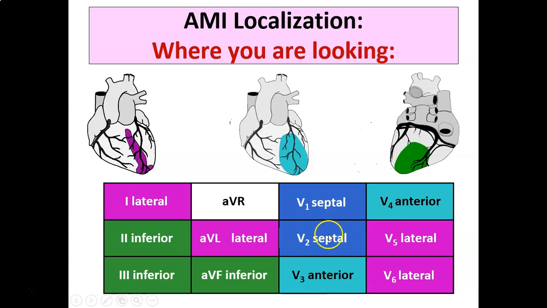These ST segment elevations can be in one group of leads or more than one group of leads. For example, it may be in the anterior as well as lateral, so we label it anterolateral. Or in the septal and anterior, we label it anteroseptal. Or maybe in the inferior and lateral, inferolateral. And so on.